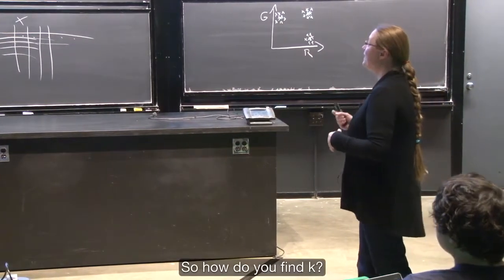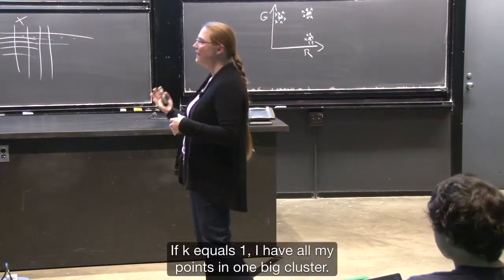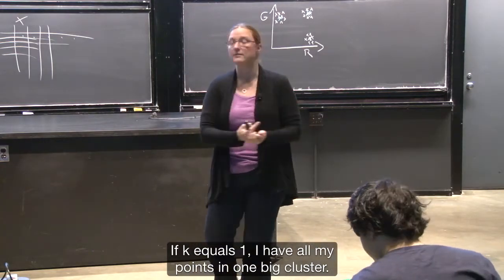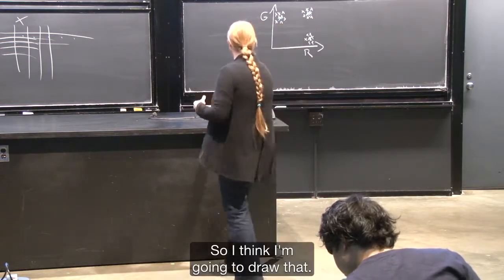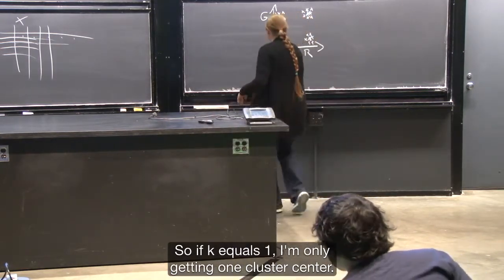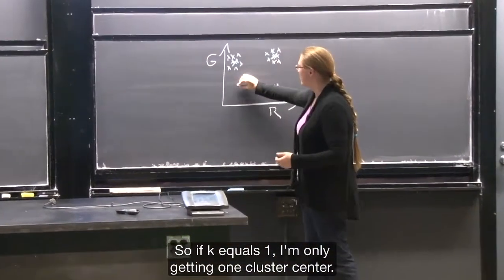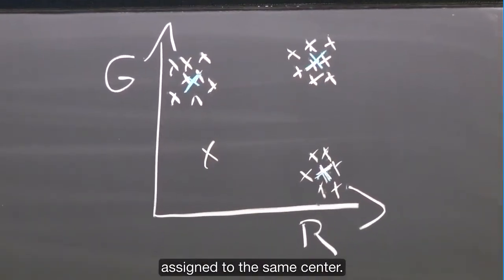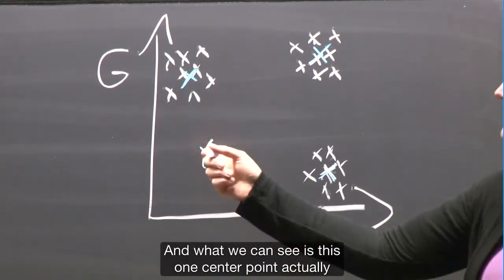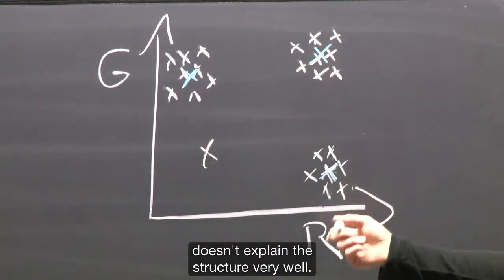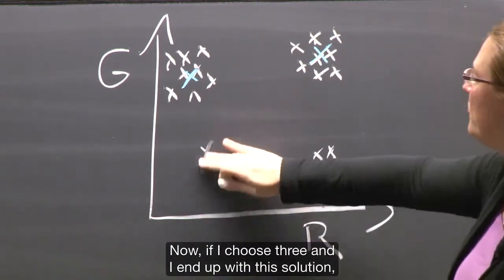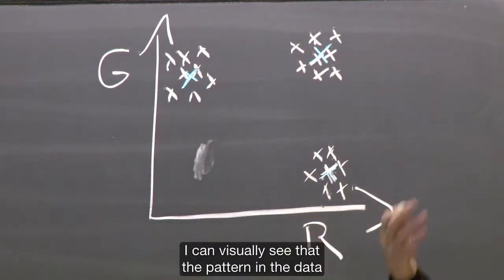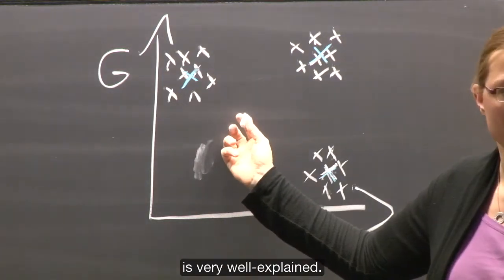So how do you find k? Think about the extreme cases. If k equals 1, I have all my points in one big cluster. So I think I'm going to draw that. If k equals 1, I'm only getting one cluster center, right? And it means all these points get assigned to the same center. And what we can see is this one center point actually doesn't explain the structure very well. Now, if I choose 3, and I end up with this solution, I can visually see that the pattern in the data is very well explained.